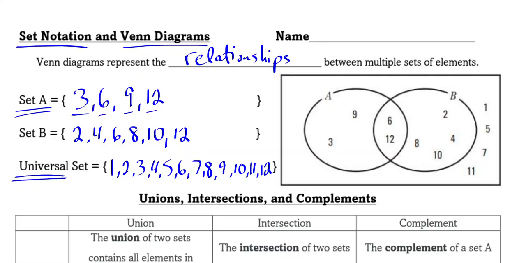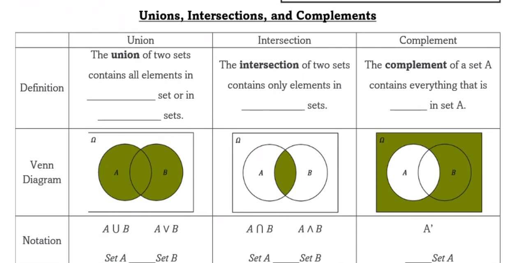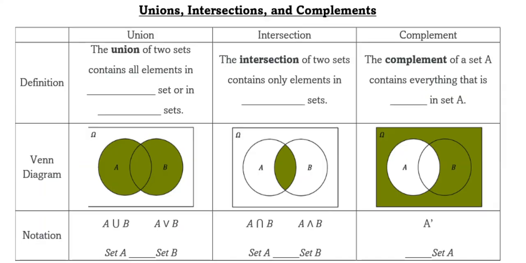All right, we also want to talk about a few words dealing with Venn diagram and how we write those in set notation. First one is the union of two sets. Union means we're putting those two sets together. Anything in A, anything in B, and anything that's in the middle. So anything in either set or anything that's in both sets.